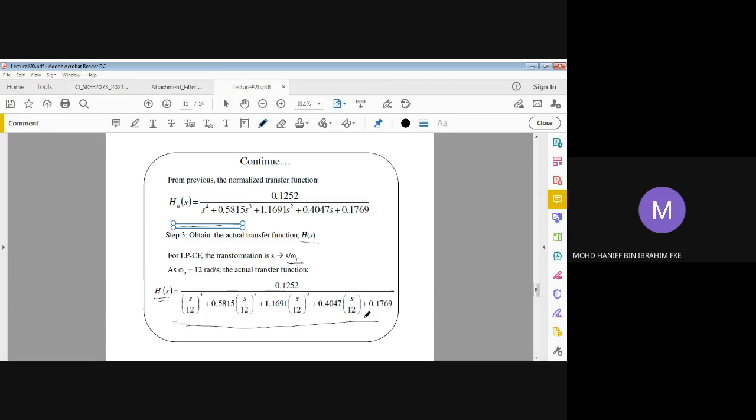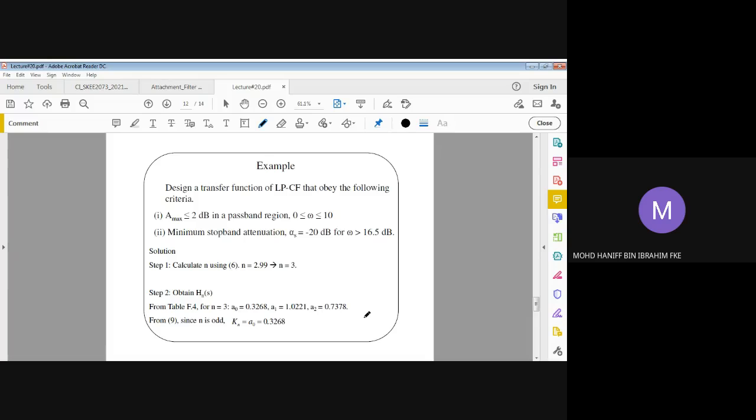Any question for this example number 1? No, yeah? Okay, so let us have a look at this example number 2. Again, we have to design a transfer function for low-pass Chebyshev filters with the given specification. For the passband region, the A max is 2 dB. The passband region is between 0 and 10, so your omega P is 10. For the stopband region, the alpha S is negative 20 dB, and your stopband frequency is 16.5 radian per second. Sorry, not dB, it's radian per second. My mistake.